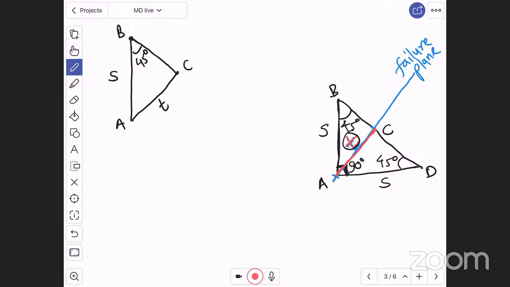Now, in this triangle, use the sine rule. The sine rule is also called Lami's theorem, and you are going to learn this in engineering mechanics. For this triangle, if I use the sine rule or Lami's theorem, then we will get all the sides as well as all the angles.